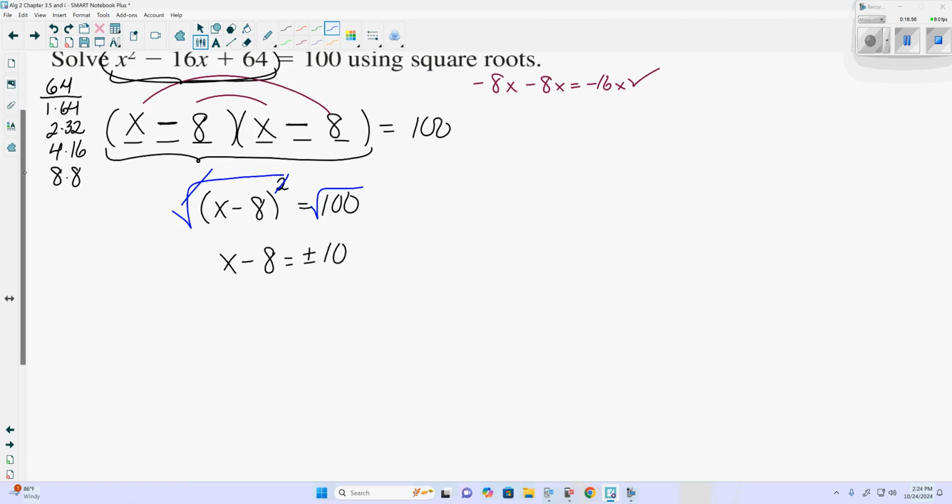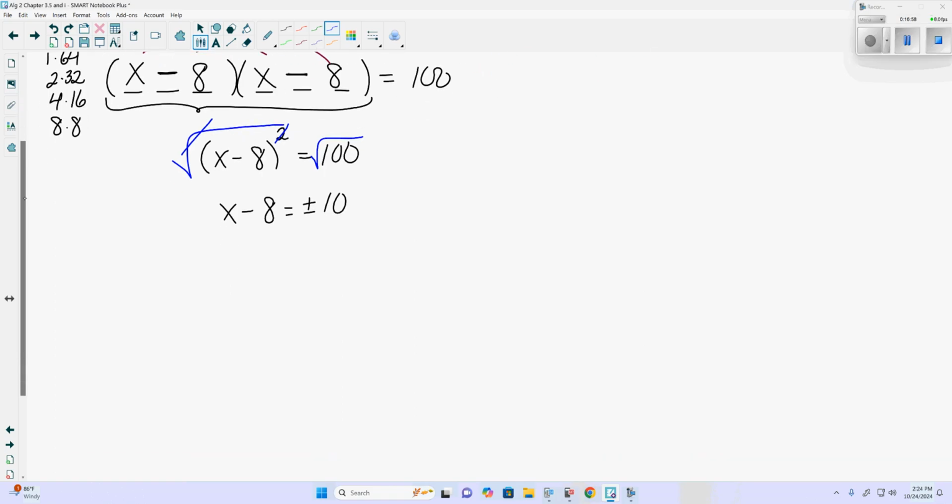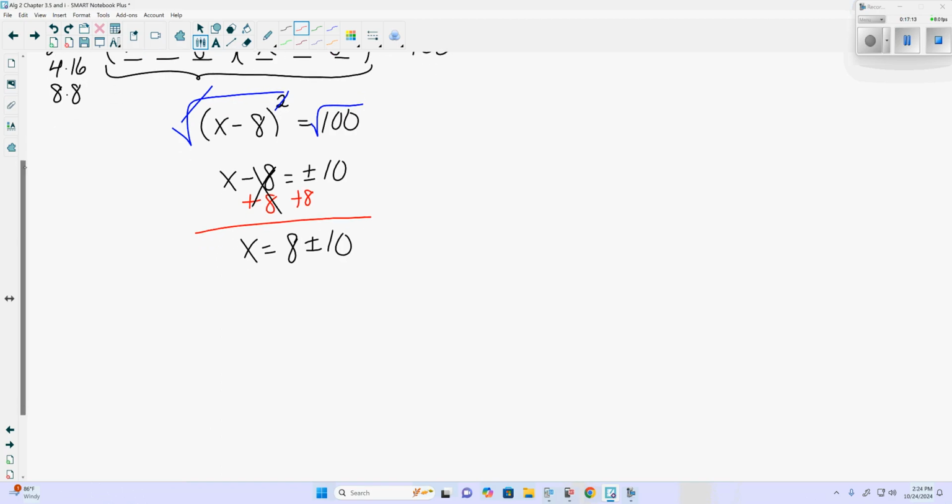But we're not quite done with this here. We still need to solve for x, yes? What do we need to do next? Add 8 to both sides. Negative 8 plus 8 is 0. So x is equal to 8 plus or minus 10.